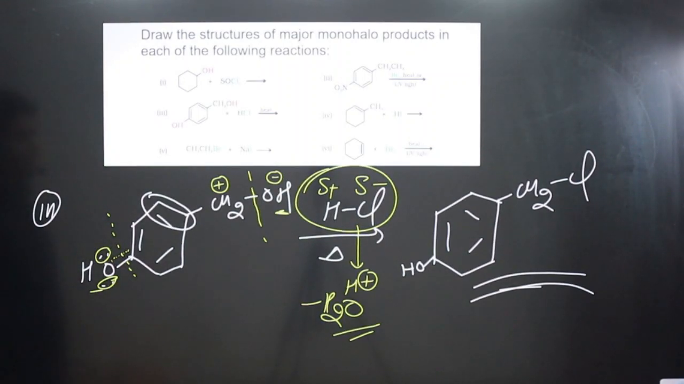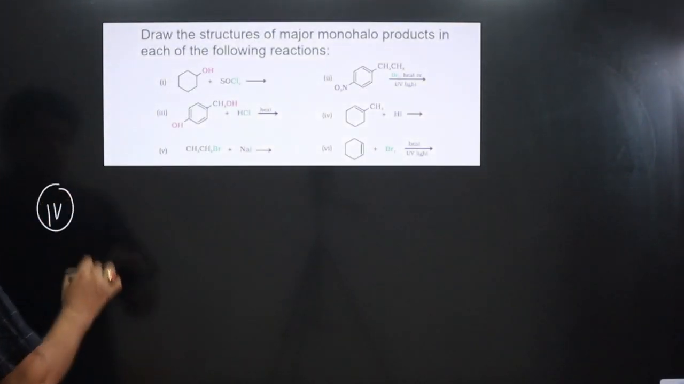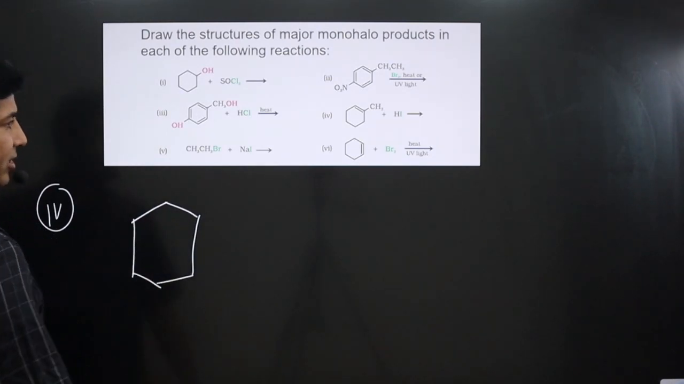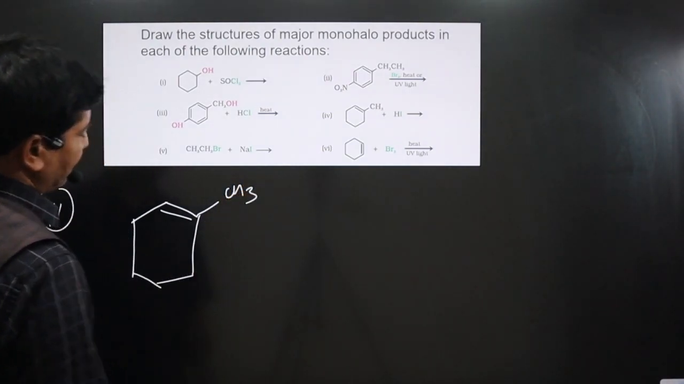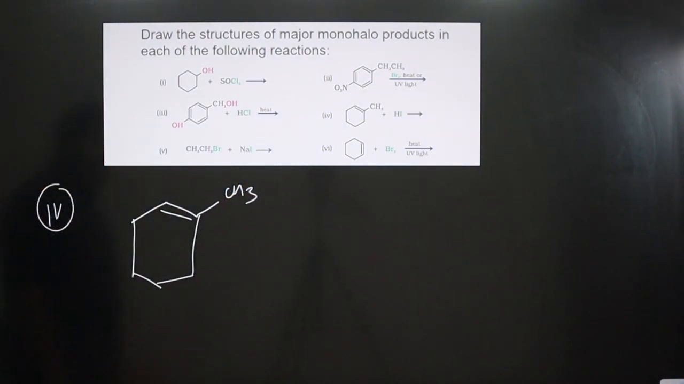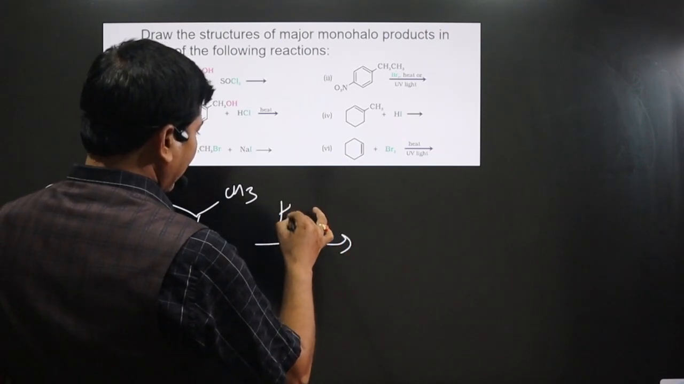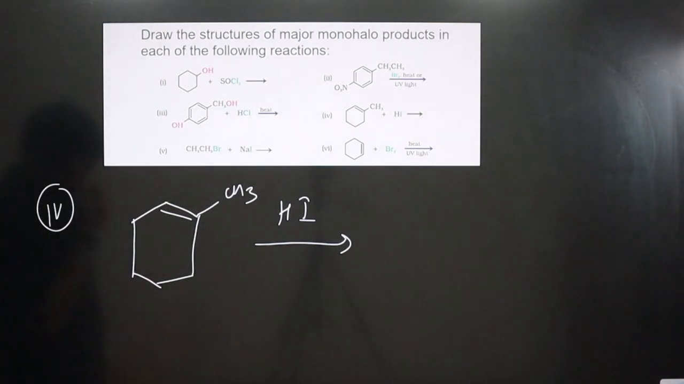Okay, now move on to the next chemical reaction. We have the fourth chemical reaction. You can see the benzene ring is there. Oh no, sorry, there is no benzene ring, only one double bond system. This is what we have, CH3 is there. Okay, a cyclic alkene is there, the double bond is there, and it is reacting with HI, hydrogen halide, hydrogen iodide.